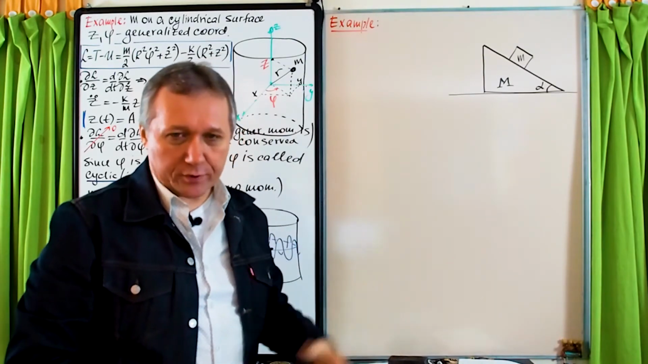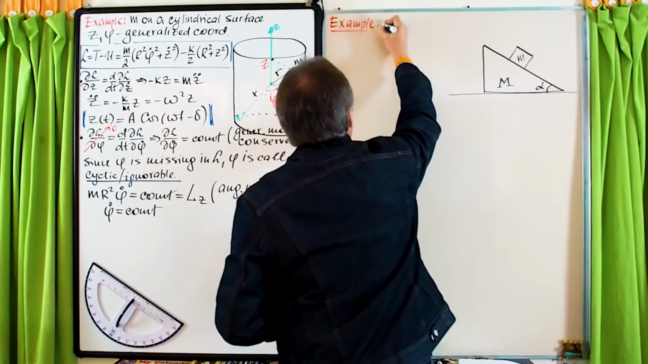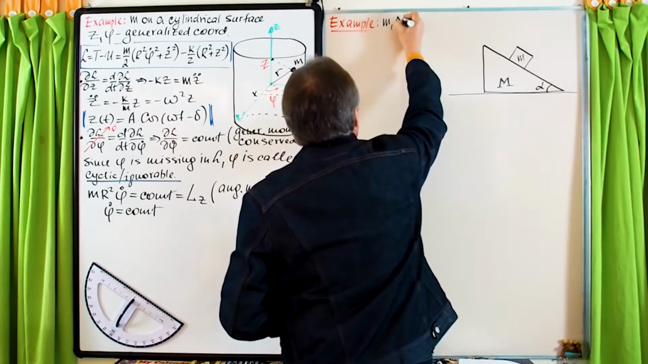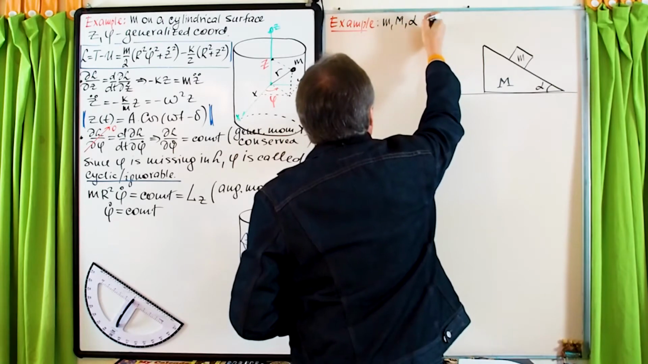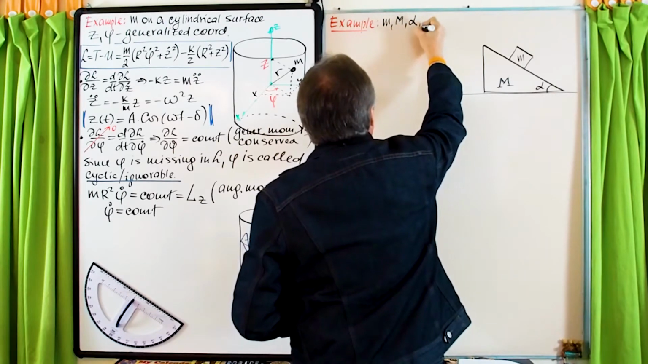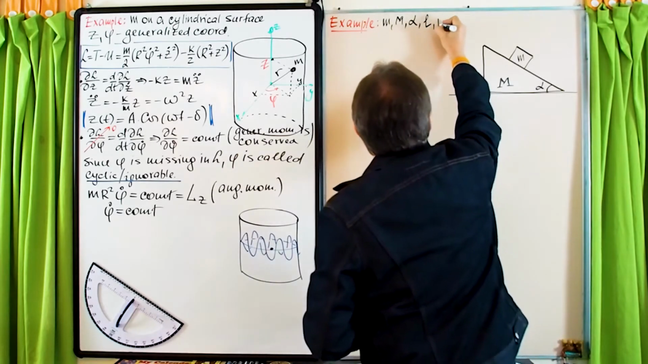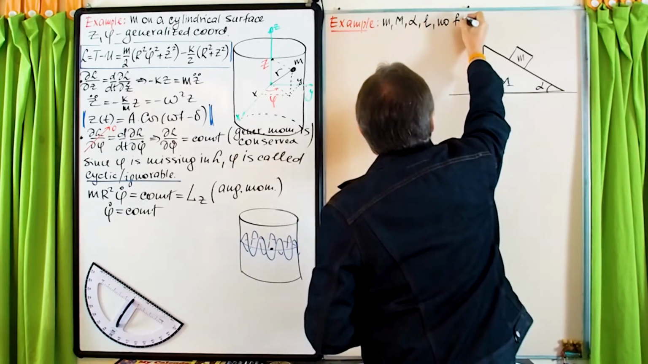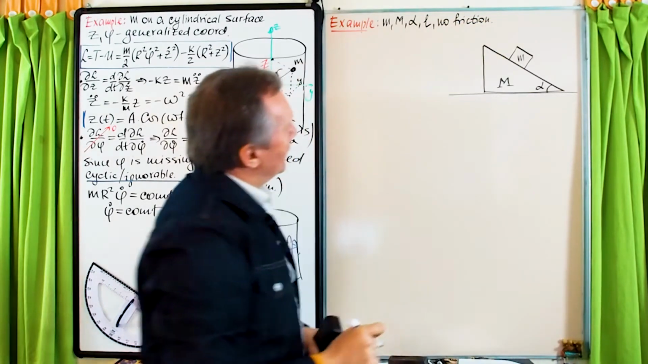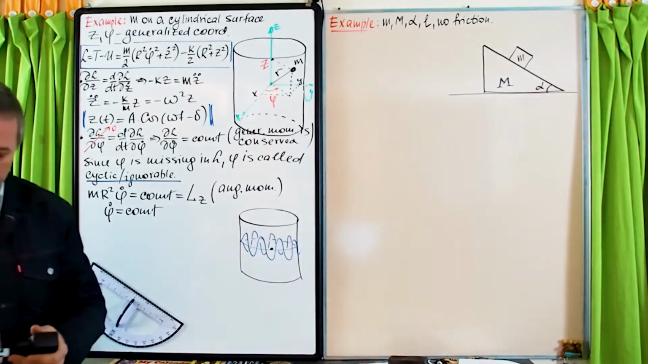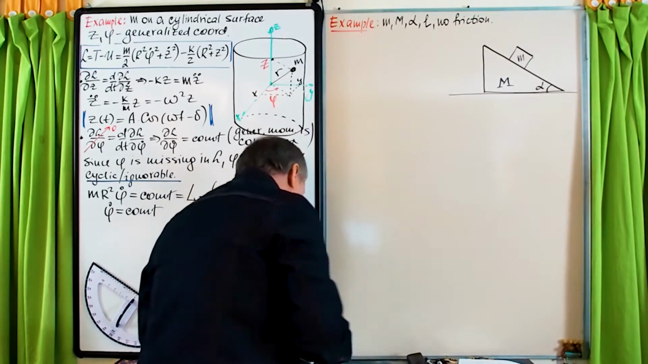And again, no friction. So now let me write down what is given. M small, M capital, then the angle of inclination alpha, and the length of the inclined plane is given. And again, as I said, no friction. So that's the situation. Let me check if that's all that is given.